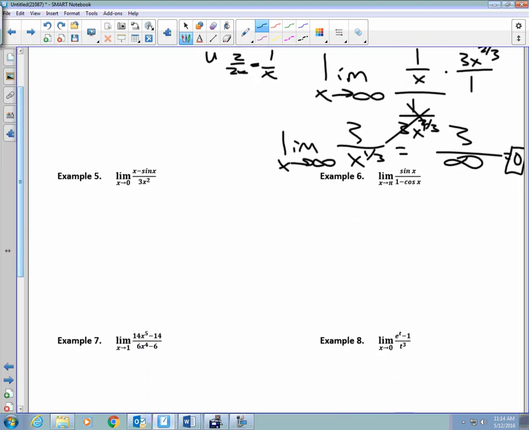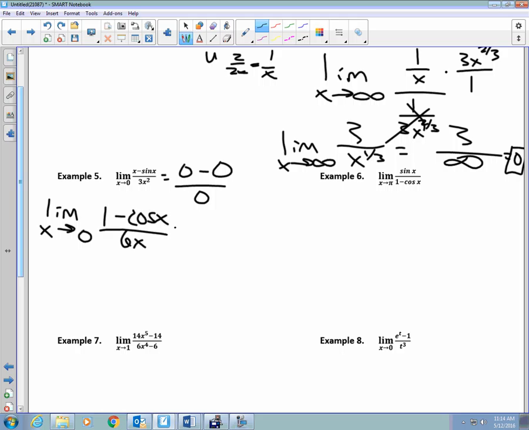We got time for one more. Plug in 0. We get 0 minus, what's the sine of 0, over 3 times 0 squared. Is that indeterminate? Yep. So we have the limit as x goes to 0 of, what's the derivative of x? 1 minus, what's the derivative of sine, over the derivative of 3x squared. Plug in 0. What's the cosine of 0? 1.